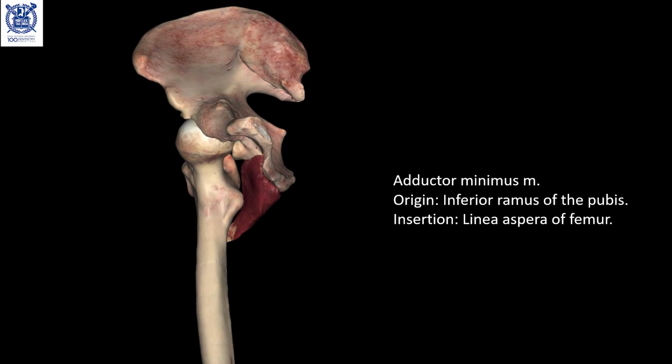Finally, adductor minimus muscle. Origin: inferior ramus of the pubis. Insertion: linea aspera of femur.